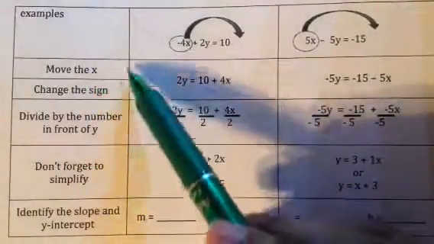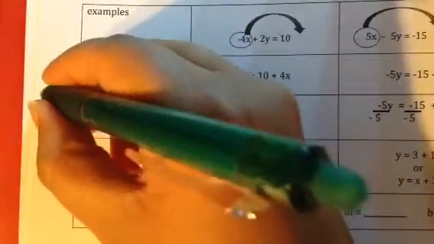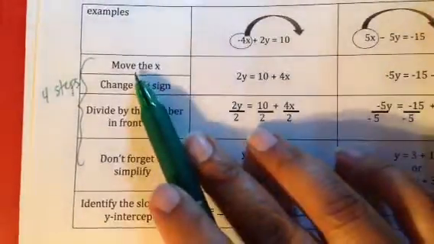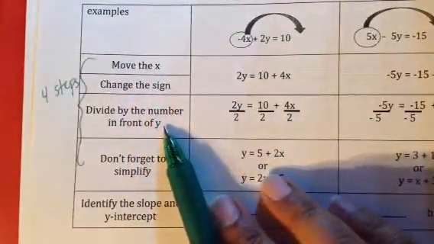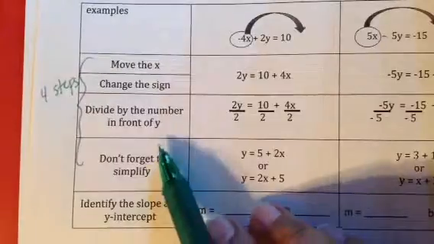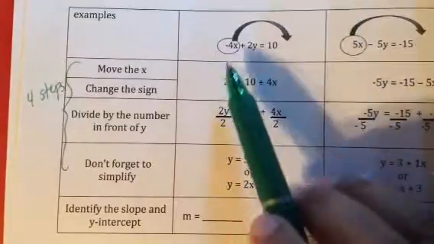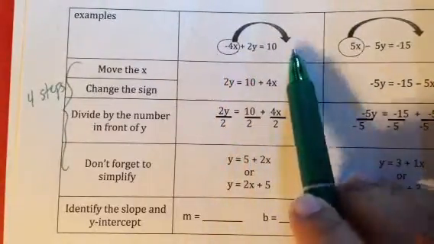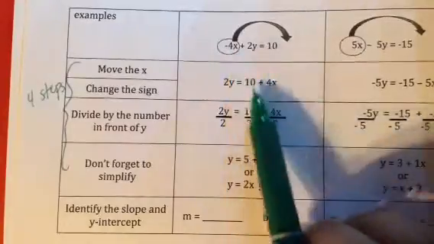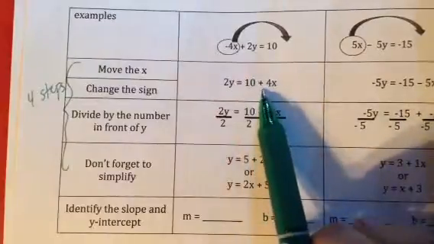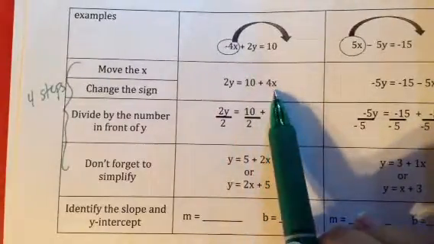These are the steps that we're going to go over. So these 4 are the 4 steps. And what they are: move the x, change the sign, divide by the number in front of the y, don't forget to simplify. And literally you're going to do each one of these steps. So first step, move the x. Well, right now it's negative, so when it comes to the other side it's going to change signs. So negative will turn into a positive, and that's where that plus 4 came from.